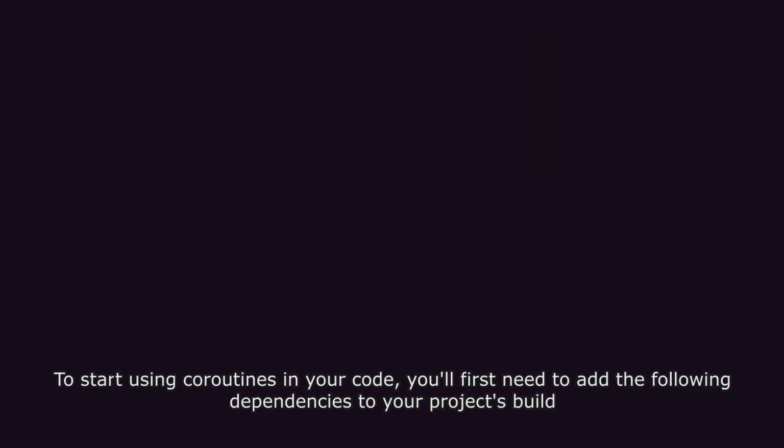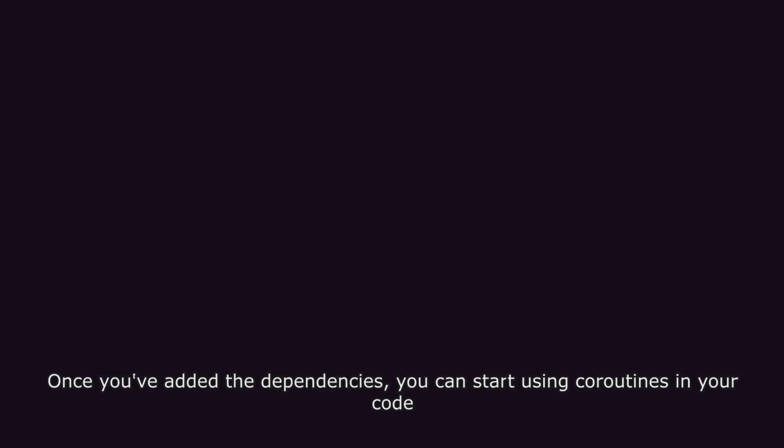To start using coroutines in your code, you will first need to add the following dependencies to your project's build Gradle file. Once you've added the dependencies, you can start using coroutines in your code.